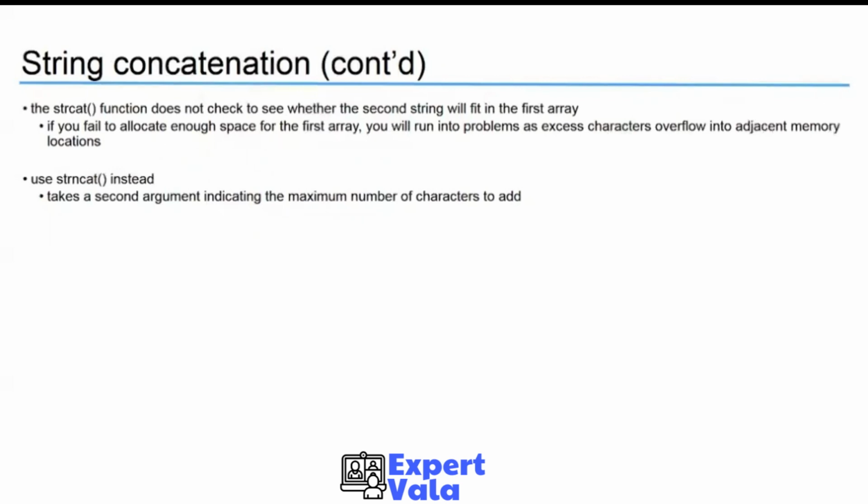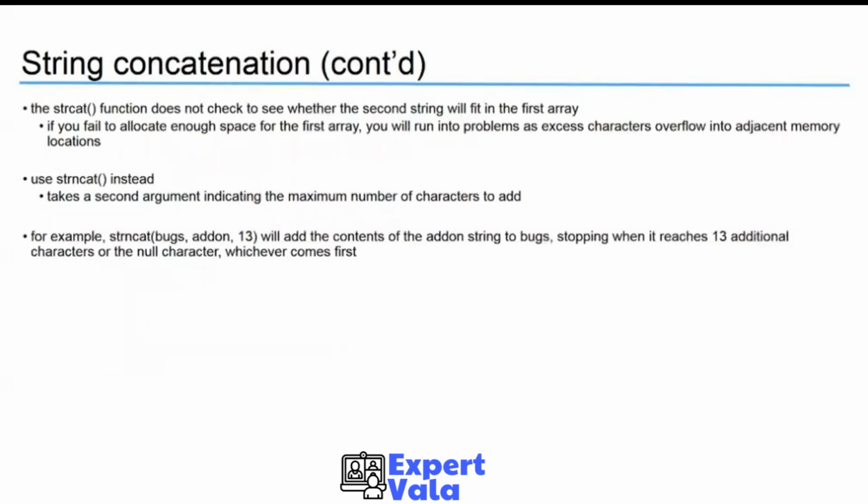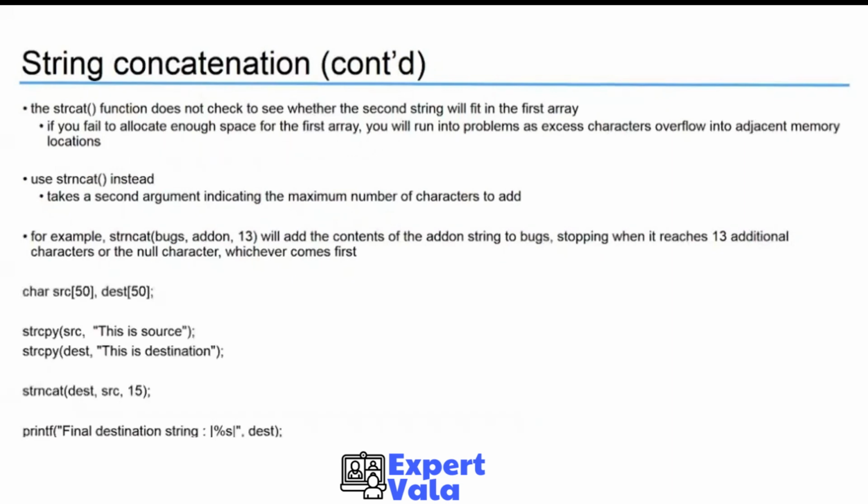So for example, if you do a strncat on two strings, bucks and add-on, with 13, it's only going to add the first 13 characters of add-on to bucks. Depends which comes first. If add-on is less than 13, then it will only add until it sees the null terminator. So in this example, we are creating two strings. This is the source, this is the destination. We are doing a strncat. We are only copying 15 characters into destination at the end. So the size of destination will be its size plus 15, and then we print it out.